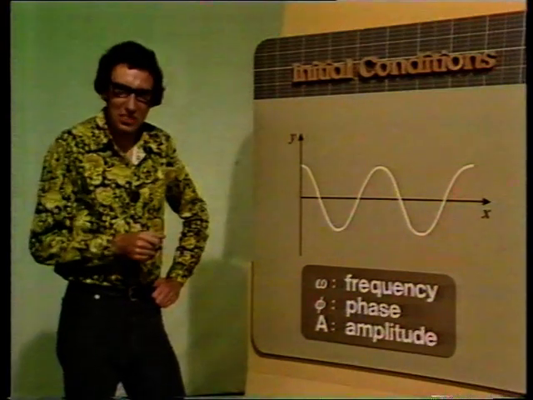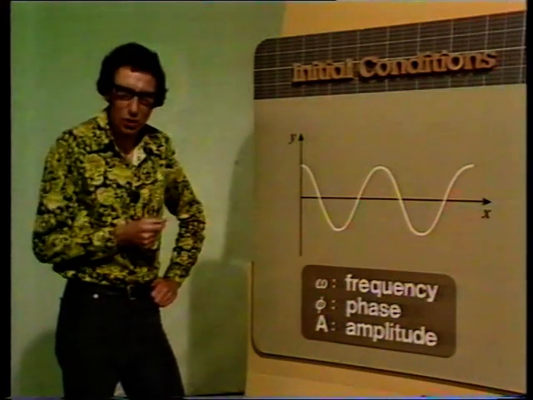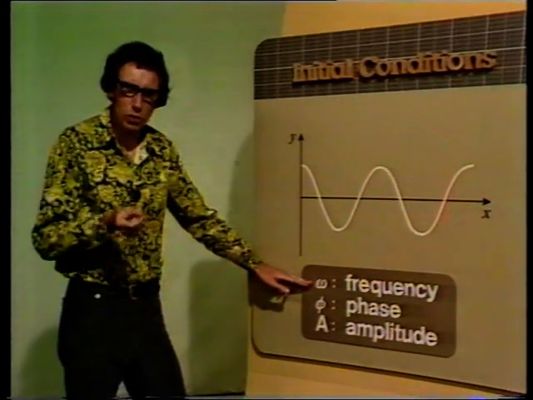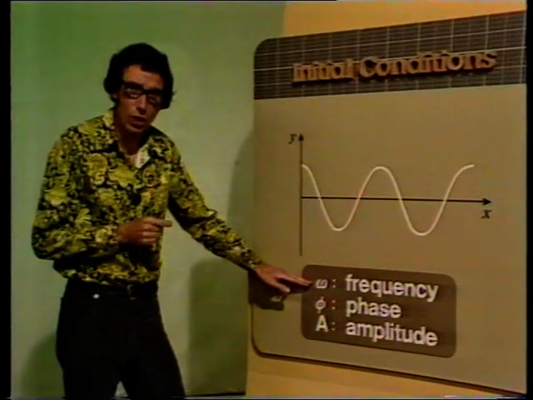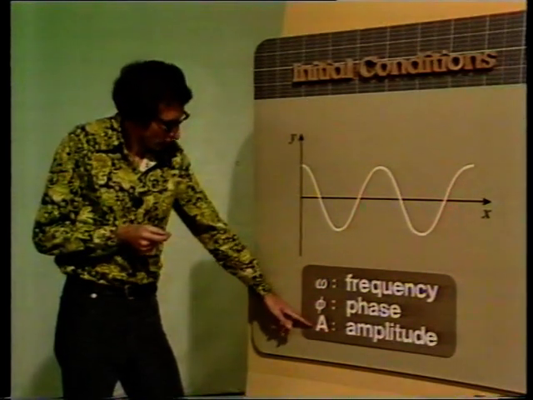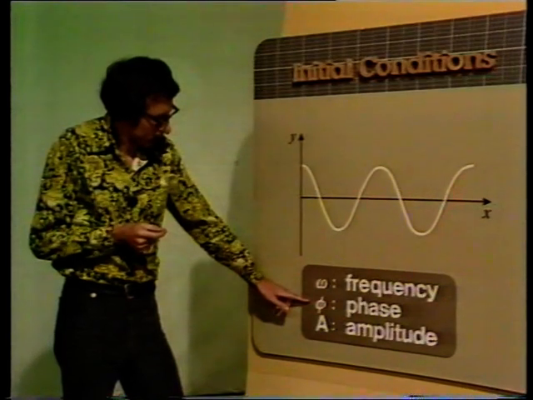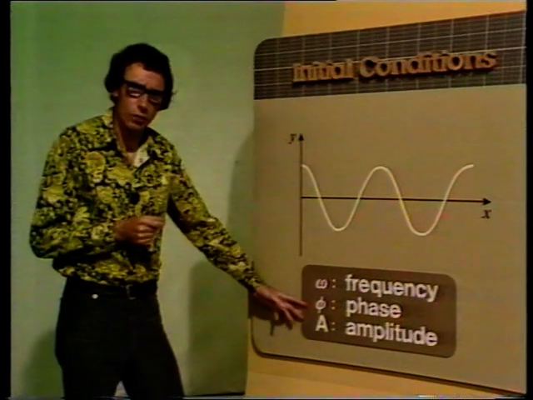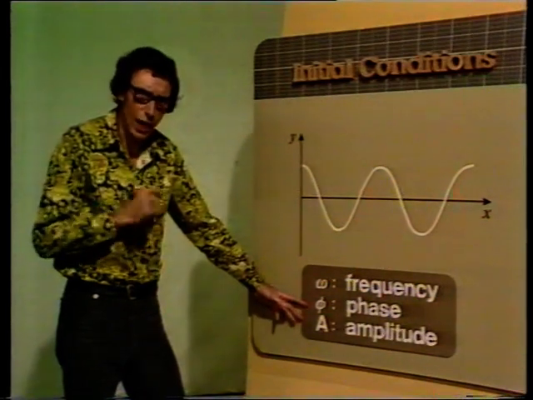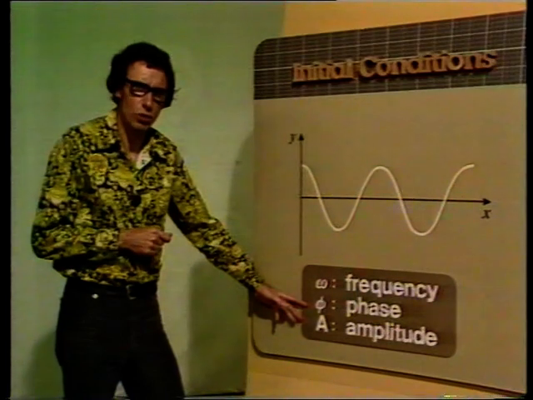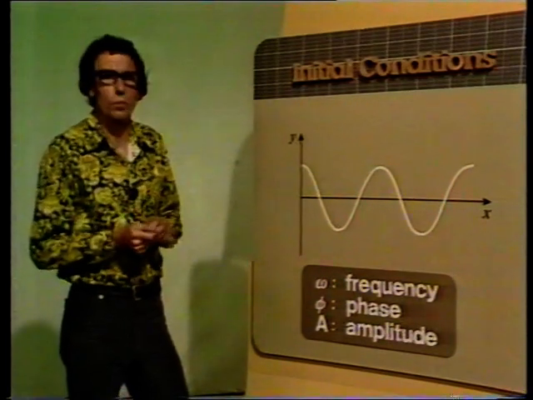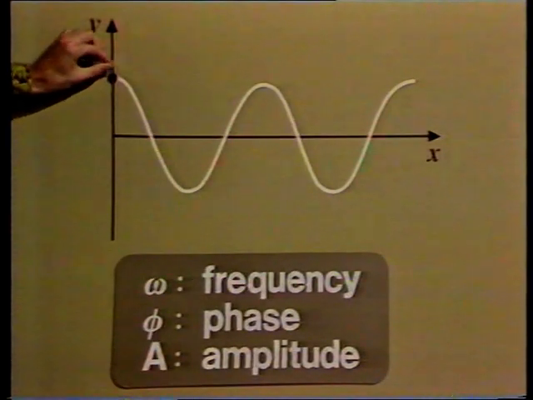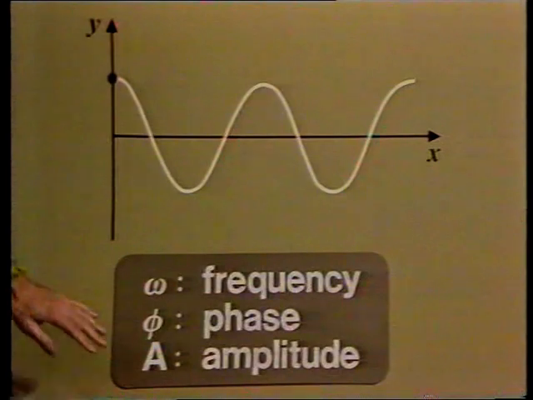So, the general solution of this differential equation is a sinusoidal oscillation of angular frequency omega. The general solution contains two arbitrary constants, the amplitude, a, and the phase, phi. Now, nothing we've said so far will determine values for a and phi. We'll only be able to do that if we have additional information about the solution. For example, suppose we require that y is 1 when x is 0. Will this determine values for a and phi?